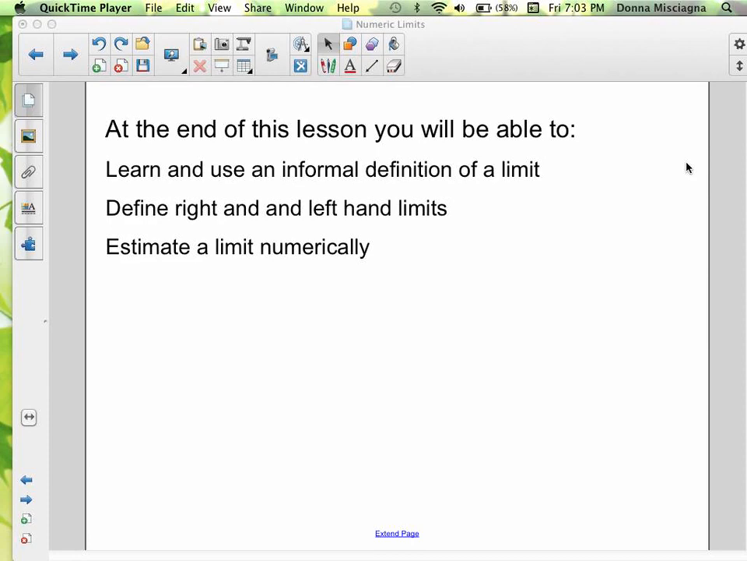Welcome. At the end of this lesson, you'll be able to learn and use an informal definition of a limit, define right and left-hand limits, and estimate a limit numerically.